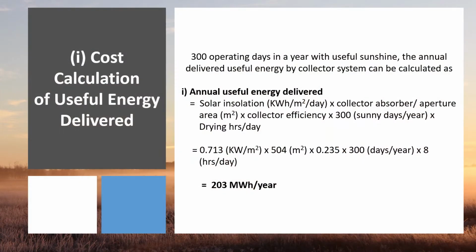Here we assume solar intensity 713 watt per meter square, and we have converted it into kilowatt per meter square, that is 0.713, and area here is 504 meter square. Efficiency in percentage is 23.5. We convert it into decimal, that is 0.235, and 300 days per year and 8 hours per day, and the result comes out as 203 megawatt hour per year.